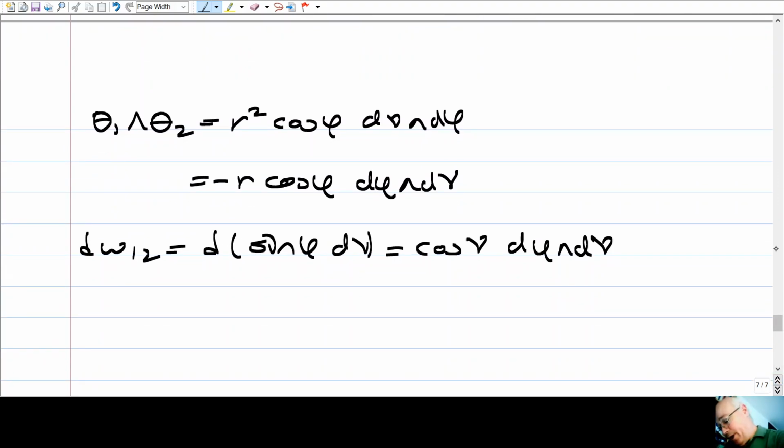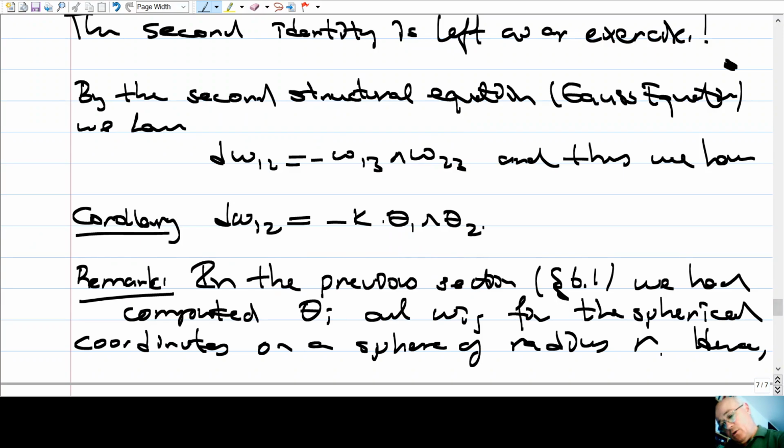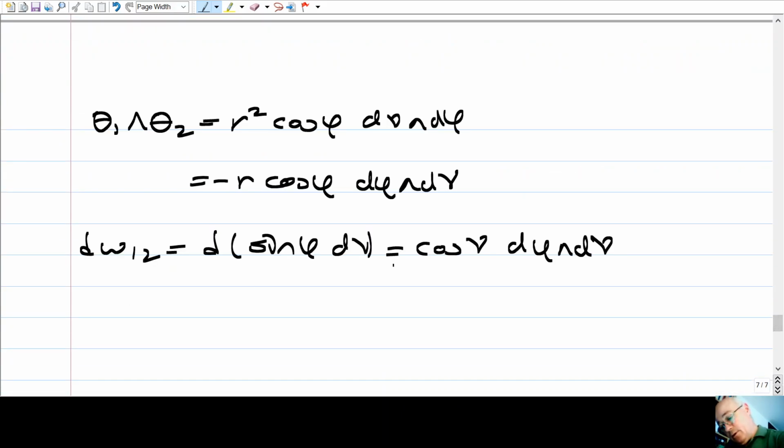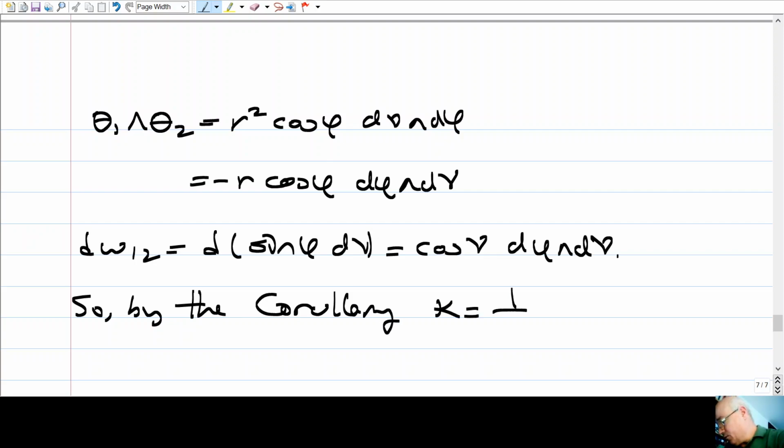So if you compare this result with this corollary, by the corollary the Gaussian curvature is just 1 over r squared, which is the result we expect, right? As expected.